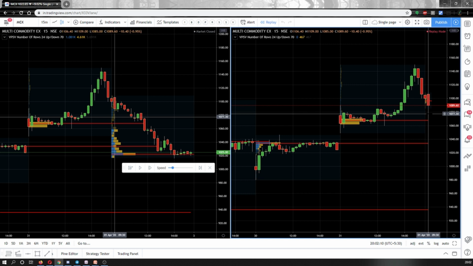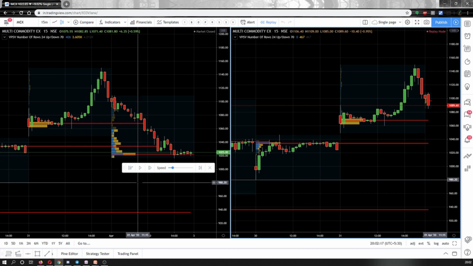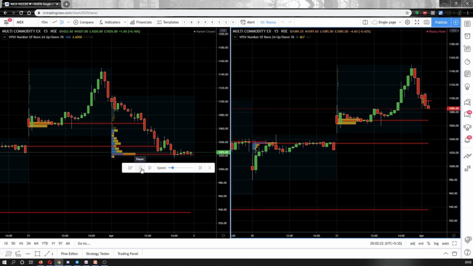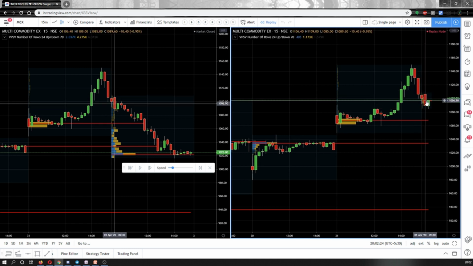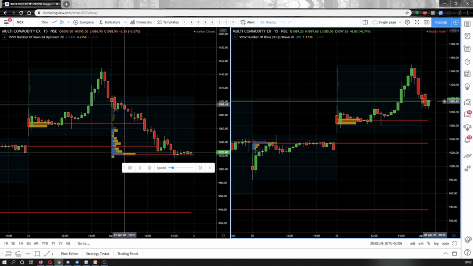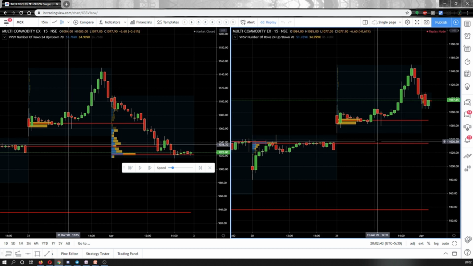So here in the 9:30 candle, what do you see? Let's complete the 9:30 candle. Let me play it again. So the 9:30 candle is this red candle. It actually closed below the POC line, and as I said, you have to see both today's POC line as well as the previous day's POC line.